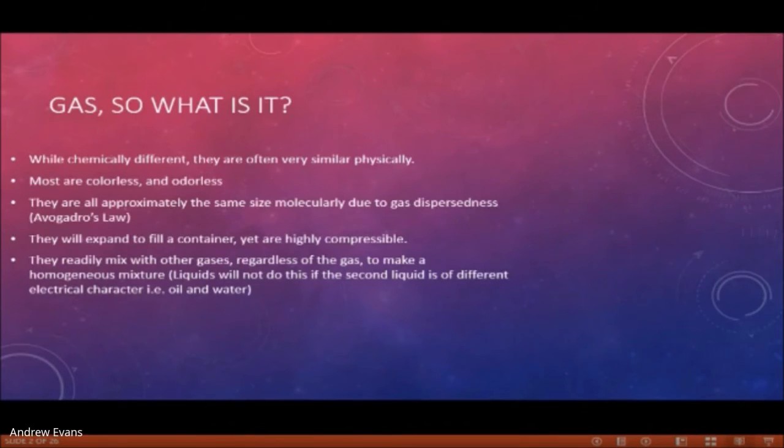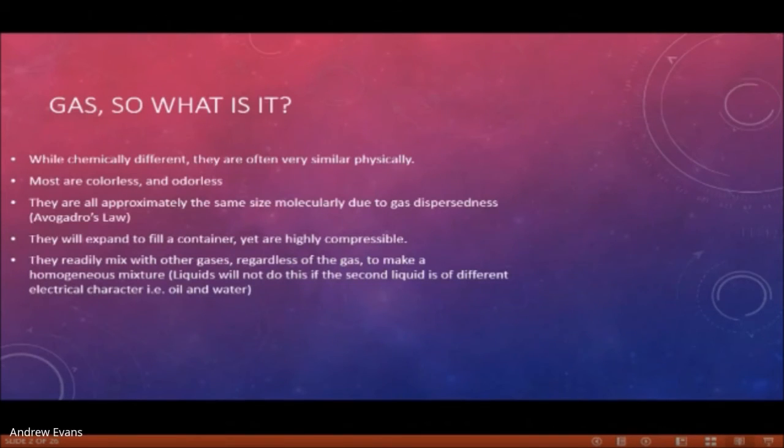Now, almost all of them are approximately the same size on the molecular scale. This is due to the whole idea that a gas will fill a container. A solid has a definite volume, a definite shape. A liquid has a definite volume, but an indefinite shape that can slosh around very easily. A gas has both an indefinite volume and an indefinite shape because a gas will naturally expand to fill a container.